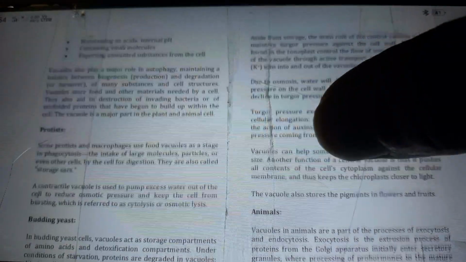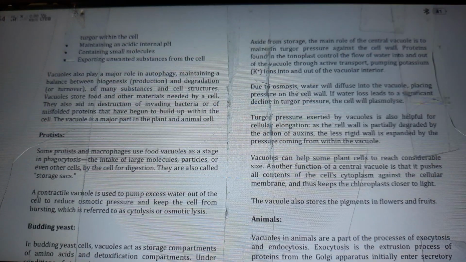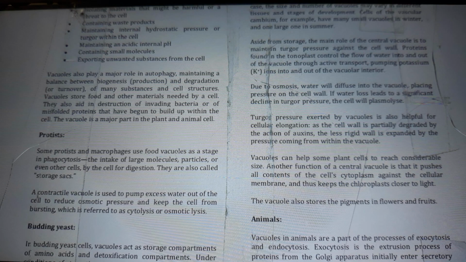Aside from storage, the main role of the central vacuole is to maintain turgor pressure against the cell wall. Proteins found in the tonoplast control the flow of water into and out of the vacuole through active transport, pumping potassium (K+) ions into and out of the vacuole interior. Due to osmosis, water would diffuse into a vacuole, placing pressure on the cell wall.